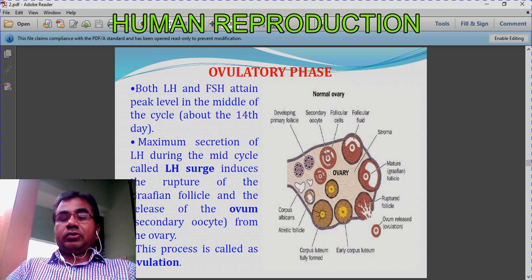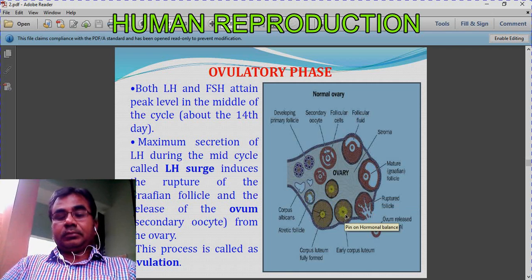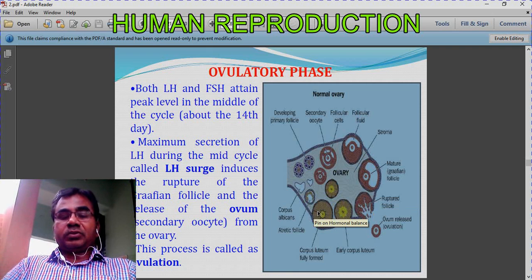Okay, this is the mature Graafian follicle. From the Graafian follicle, ovum is released, and this one is corpus luteum. From where is corpus luteum developed? It is developed from the mature Graafian follicle. So after the release of the ovum, this empty Graafian follicle is becoming corpus luteum. Okay, and then after that, corpus luteum will produce some hormones, progesterone especially, and after that it will become corpus albicans. Okay, so these are the changes.